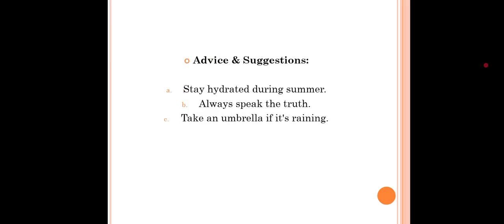So next one is advice or suggestions. Stay hydrated during summer. Always speak the truth. Take an umbrella if it's raining. So here again, both the subject and doer are missing. So one thing you have to remember is that in order, advice, suggestion, request, here you have to convey your message only. It is not important to speak the name of the doer to address someone. Okay, so see the next page.